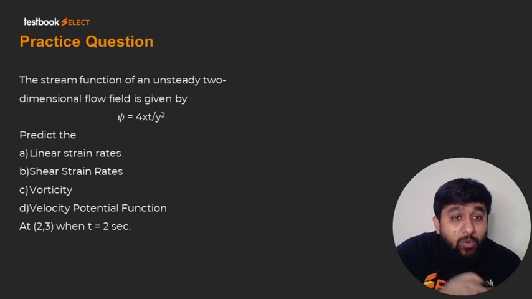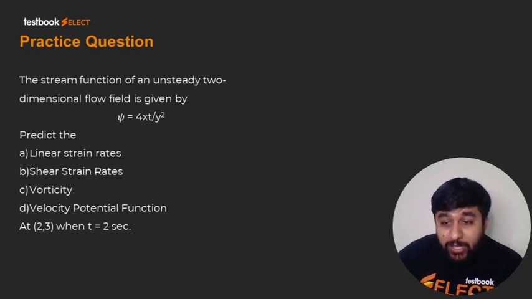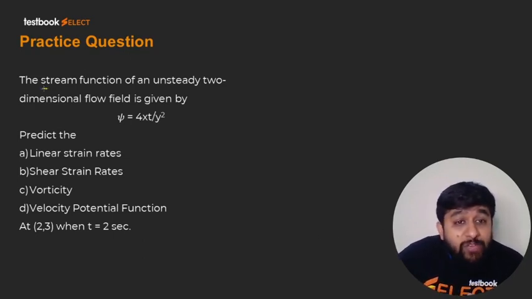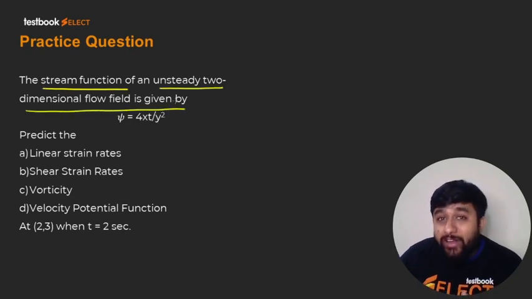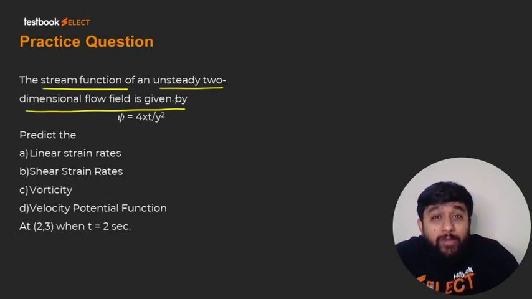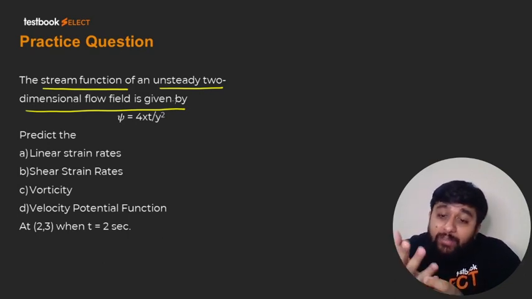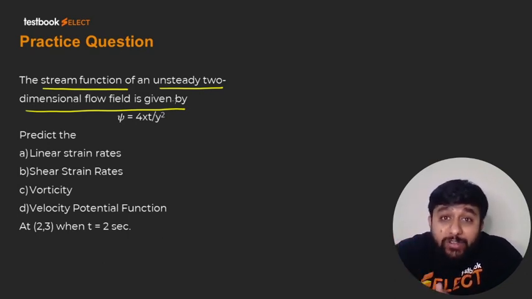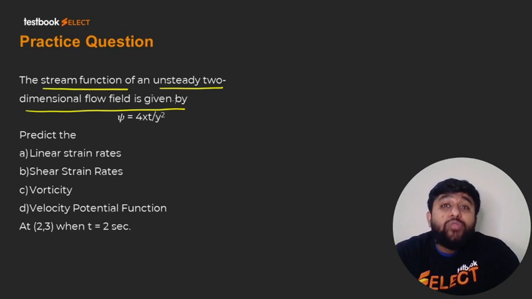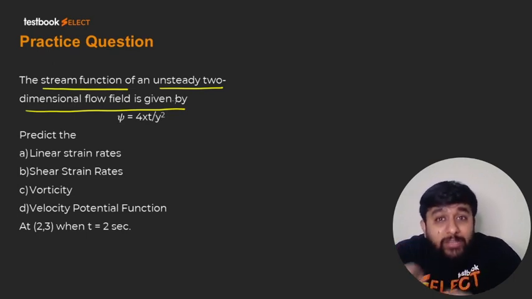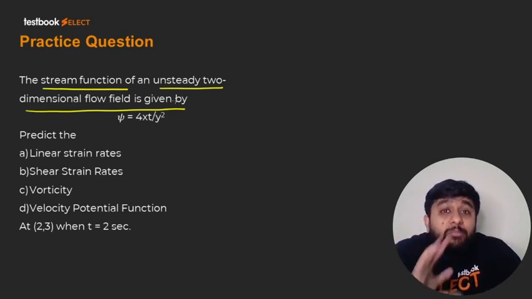Okay. Now, what does the next question say? It says, the stream function of an unsteady two-dimensional flow field. So guys, I hope you remember, I have told you many times, when we are defining a flow by stream function, it does not matter whether the flow is steady, unsteady, uniform, non-uniform, rotational, irrotational, viscous, non-viscous. These things do not matter. The only thing that matters is that the flow must be incompressible.